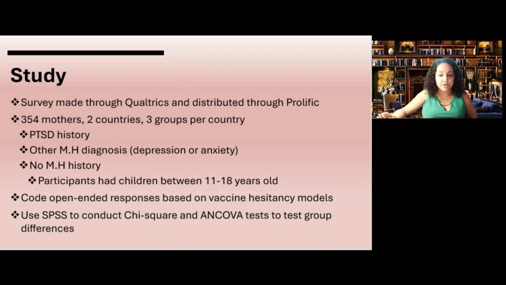We surveyed 354 mothers from 2 countries with 3 groups per country: a PTSD group, a different mental health diagnosis group, which was depression or anxiety, and a no mental health history group. Participants had children between 11 and 18 years old, and once the survey was completed by all participants, we coded their open-ended responses based on vaccine hesitancy models. Then we used SPSS to conduct chi-square and ANCOVA tests to test for group differences.